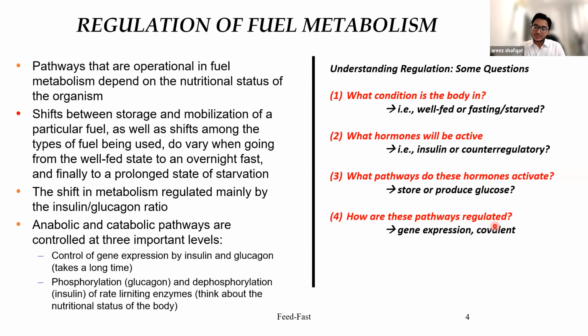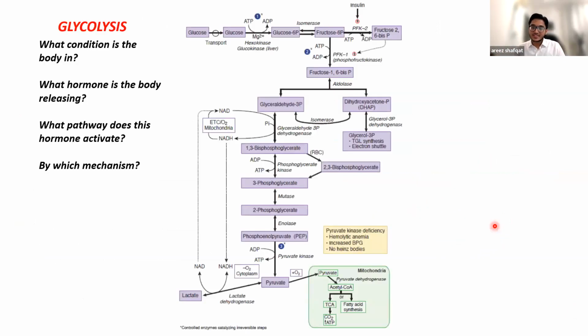Okay. So let me just give you a few examples. This is the pathway of glycolysis. We'll apply the same questions to the glycolysis pathway. So what condition must the body be in for glycolysis to happen? Glycolysis is a pathway which uses up glucose. That means to use up glucose, your body needs to have a lot of glucose. That means glycolysis will occur in a well-fed state.